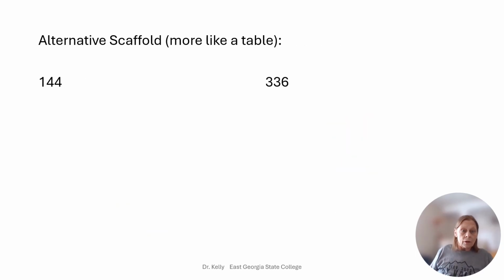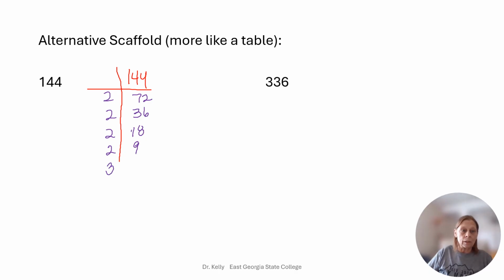Okay. There's another method that can be used here, and it is called the alternative scaffold, and it's really more like a table, but let's look at it here. So what we're going to do is set up like a T-chart from algebra. We're going to put the number 144 here, and then we're going to divide, and we're going to say what can go into 144, and 2 can go into 144, and that leaves 72. And what can go into 72? 2 goes into 72, and that leaves 36. What can go into 36? 2 can also go into 36, leaving 18. 2 can also go into 18, leaving 9. Now 3 can go into 9, leaving 3, and then 3 goes into 3, leaving 1.